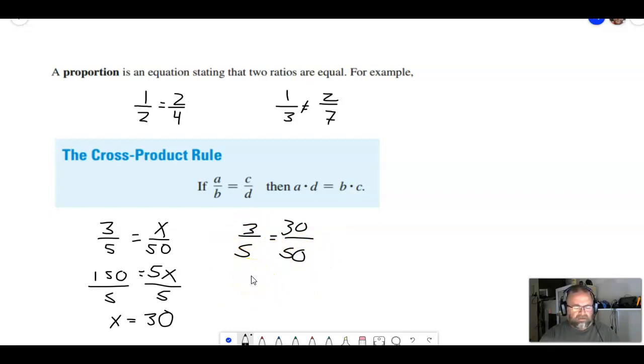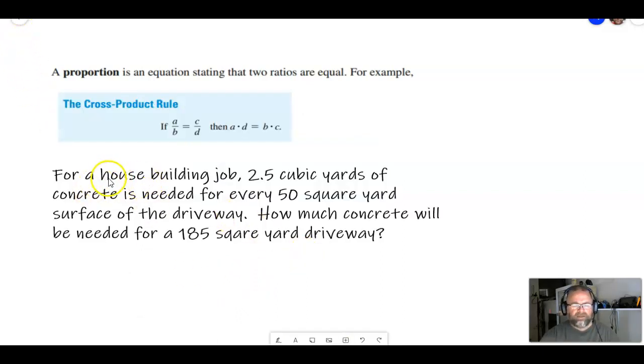All right, let's take a look at a little bit more complex of a problem. For a house building job, 2.5 cubic yards of concrete is needed for every 50 square yard surface of the driveway. So how much concrete will be needed for a 185 square yard driveway? Let's first try to draw a picture and break this down and understand what they're asking, because a lot of times we see these word problems and we have no idea where to go.